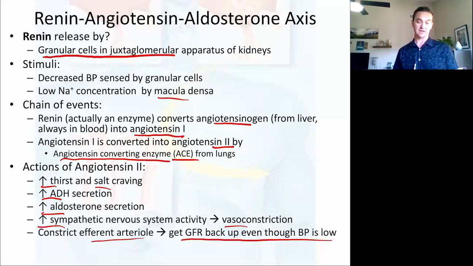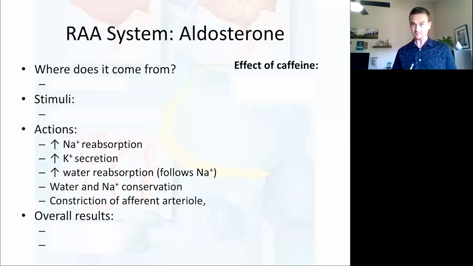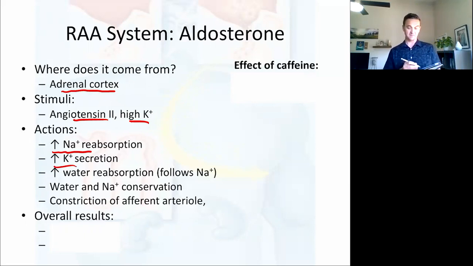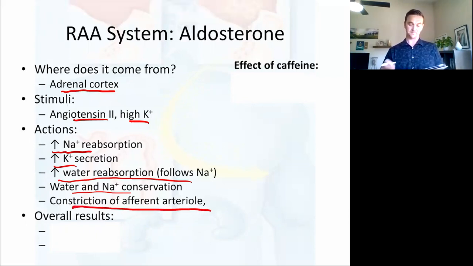So let's look at this. The aldosterone piece is obviously connected, because one of the stimuli for aldosterone release is the presence of angiotensin II. So where does aldosterone come from? It comes from the adrenal glands, specifically the adrenal cortex, stimulated by two things: angiotensin II, and secondly, high potassium. Its actions are to increase sodium reabsorption, so we bring back more sodium, and secondly, we get rid of potassium, we secrete potassium. And because we're bringing in that sodium, water follows, so it reabsorbs water as well. So in the end, we get water and salt conservation, and it also has the effect of constricting the afferent arteriole.